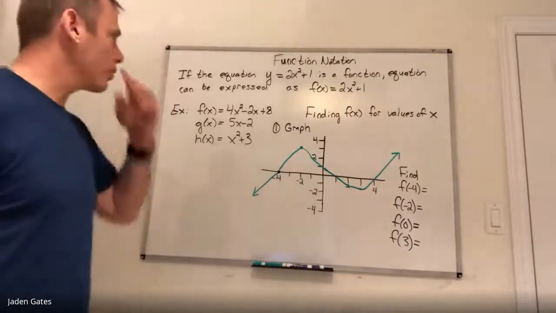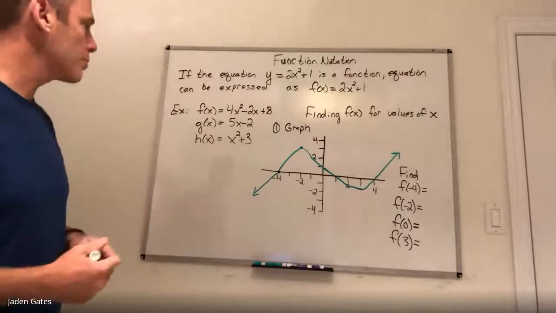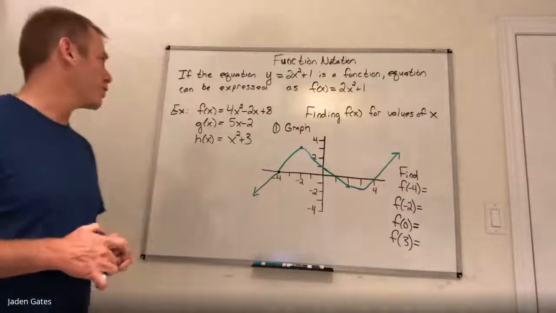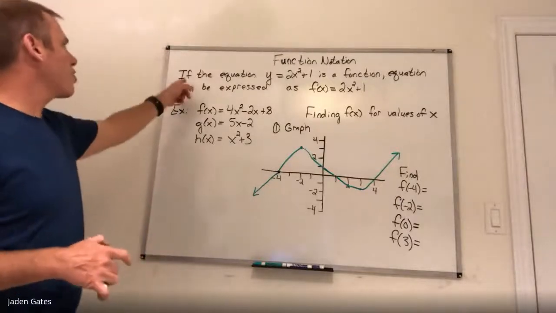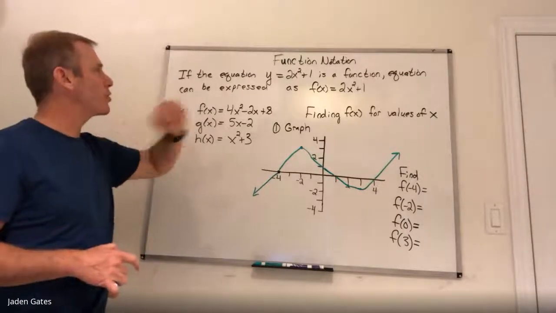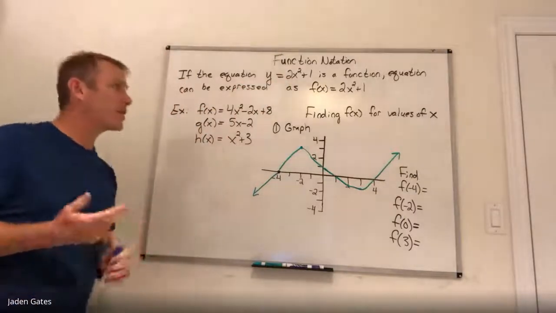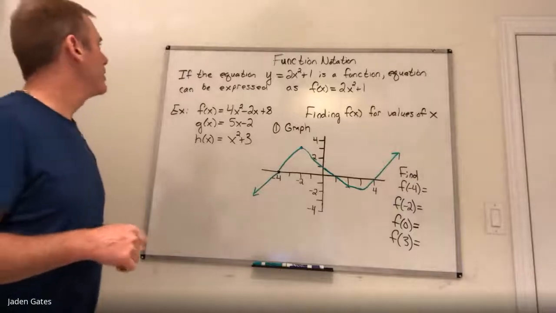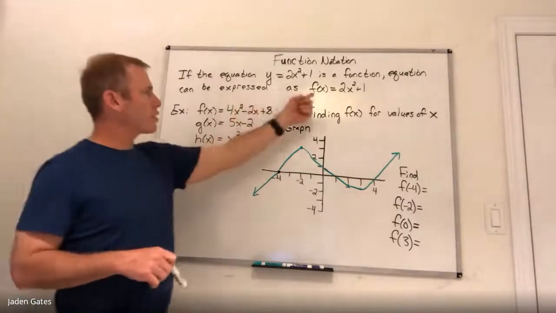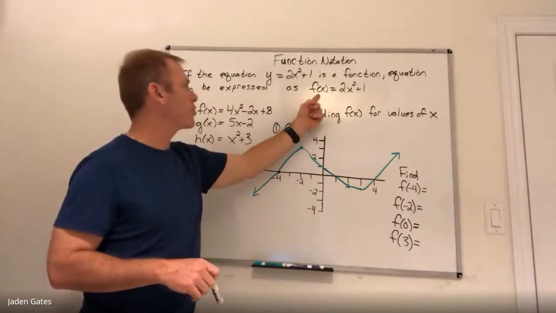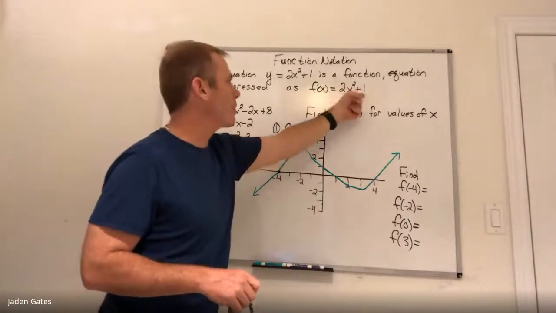All right, so now we're going to look at, continuing on with functions, but definitely in a different light here, something called function notation. And to start off is this: if you have the equation y equals 2x squared plus 1, and it is a function because it's a parabola, you can express it as f of x, that's how you say that in function notation, is equal to 2x squared plus 1.